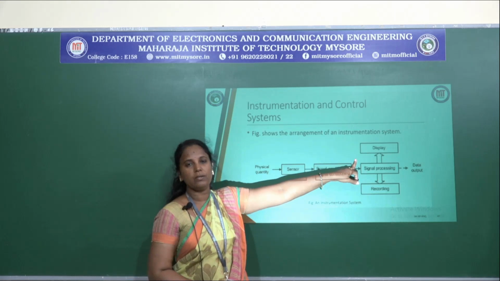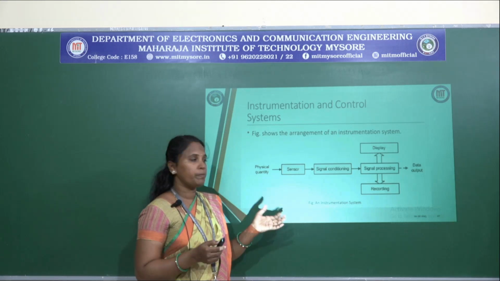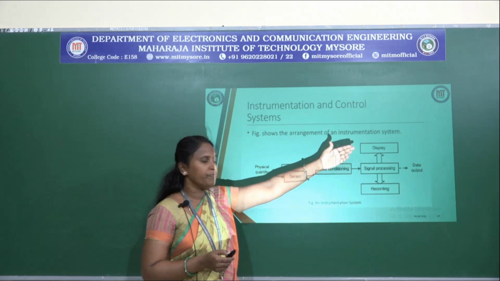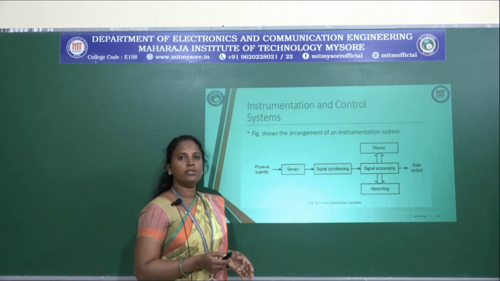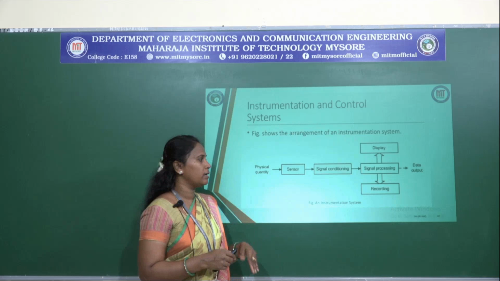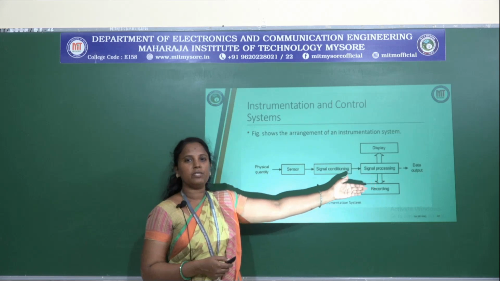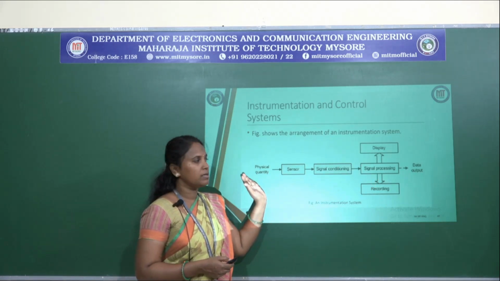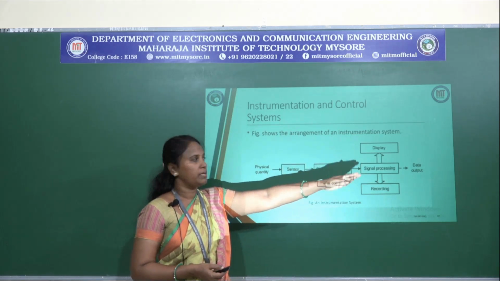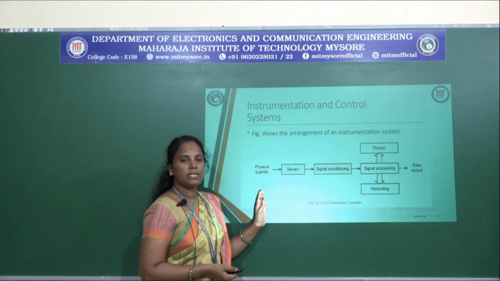One is the display section, which has a display unit that displays whatever is sensed by your sensor. Similarly, the recording unit tells you what temperature has been recorded, so you can store that for further purposes. Then the data output, that means the temperature that was sensed, after being processed, can be connected to some other device. This is an example of an instrumentation system.